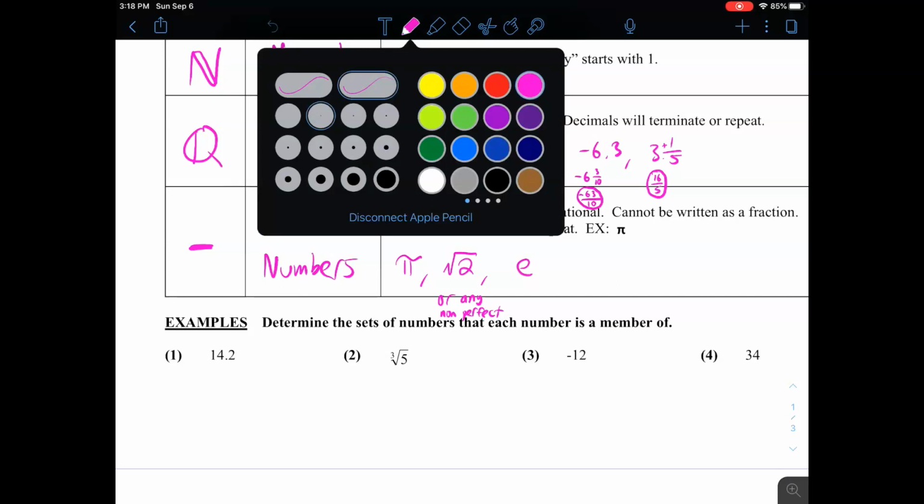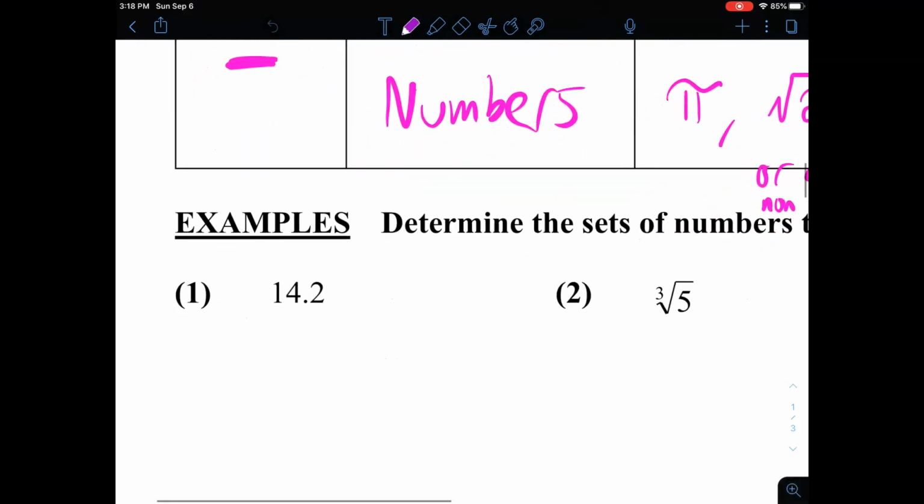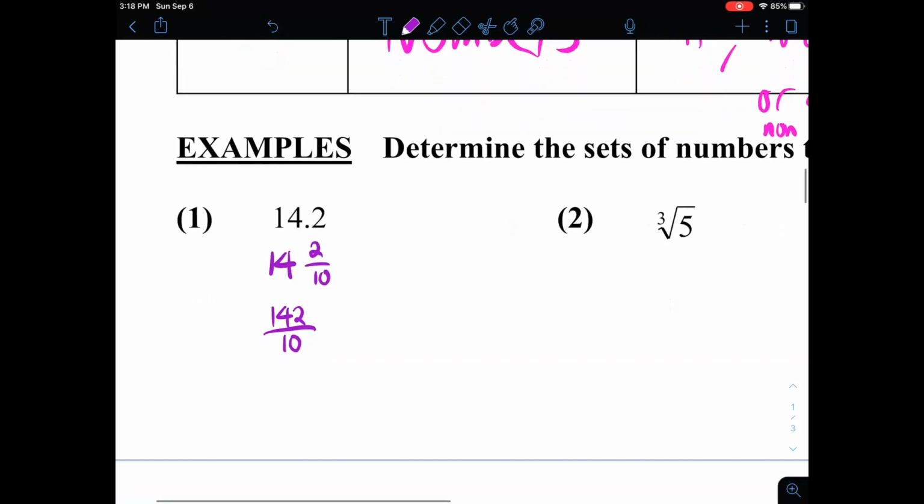Okay, welcome back. So for 14.2, that is a positive decimal, and the decimal ends, or it terminates, right? So this is the same thing as 14 2/10. It could also be written as 142/10. Okay, so that's a ratio. So the most specific thing we can write it as is a rational number. So it's going to be Q. It's also a real number. And then everything falls under complex numbers too.